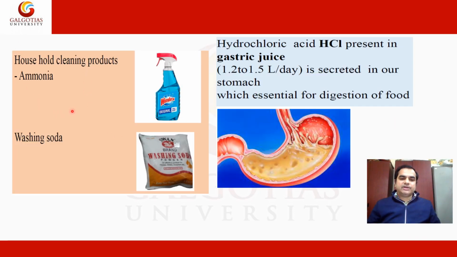We also utilize them in household cleaning products, like ammonia and washing soda powder. We also have hydrochloric acid present in the gastric juice, which is secreted in our stomach and is essential for the digestion of our food.